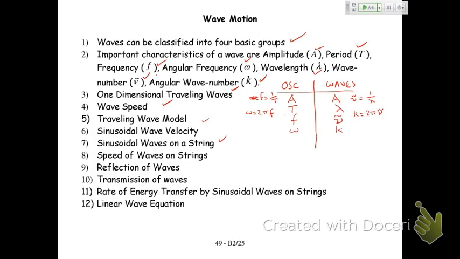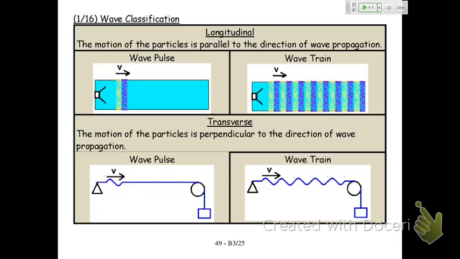We'll have waves on a string. We'll talk about the speed of waves on strings. We'll talk about reflection of waves, transmission of waves, and we'll talk about energy transfer. So there's a whole bunch of stuff that we're gonna go through. Now let's do it step by step.